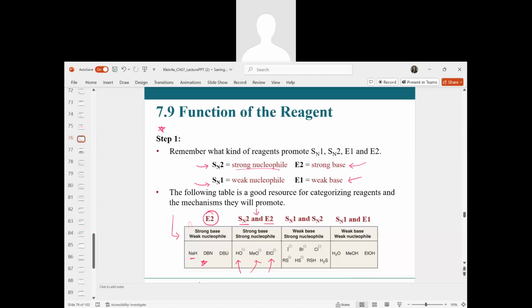Then we have SN1 and SN2 reactions, which can occur with weak base, strong nucleophile. Both SN1 and SN2 can have these nucleophilic substitutions. And last but not least, in our weak base, weak nucleophile category, we see things like water, methanol, and ethanol, and these would facilitate SN1 and E1 mechanisms.